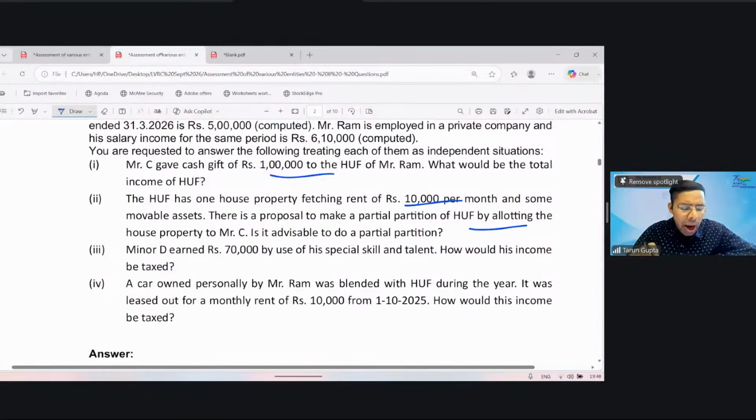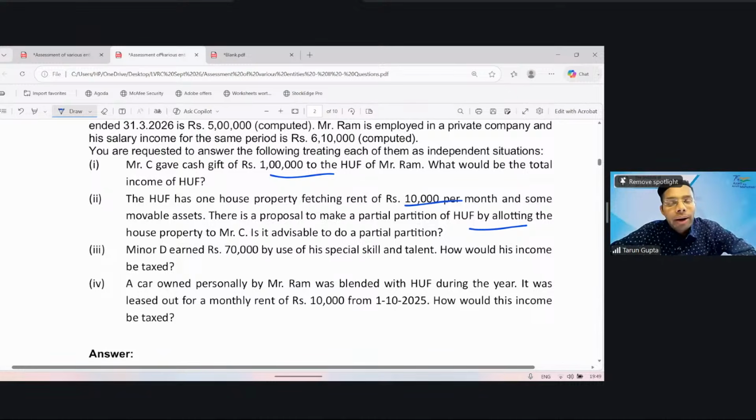Clear? Minor D earned rupees 70,000 by use of his special skill and talent. How will his income be taxed? So the minor son D has earned some income. Income of a minor is clubbed with the income of the parent, whosoever's income is higher. But there is some exception.